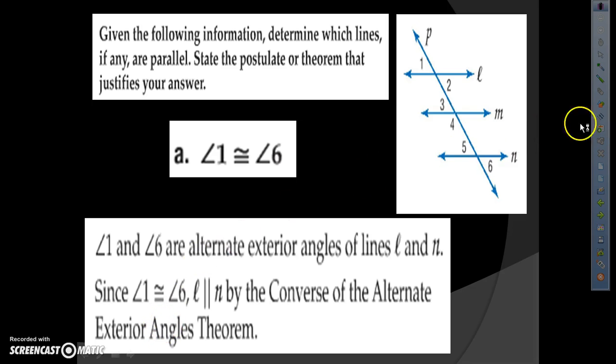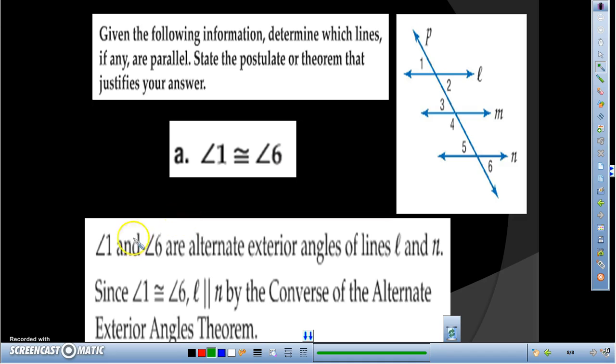And this is the way that I want you to write your responses here. Okay, this is not in a 2-column proof format. This is more of an informal type proof. You have one statement telling me what the relationship between the angles is, and then the second statement that's kind of your proof statement. Okay, since they're congruent, they're parallel, and then tell me what theorem or postulate you're using to justify that claim.